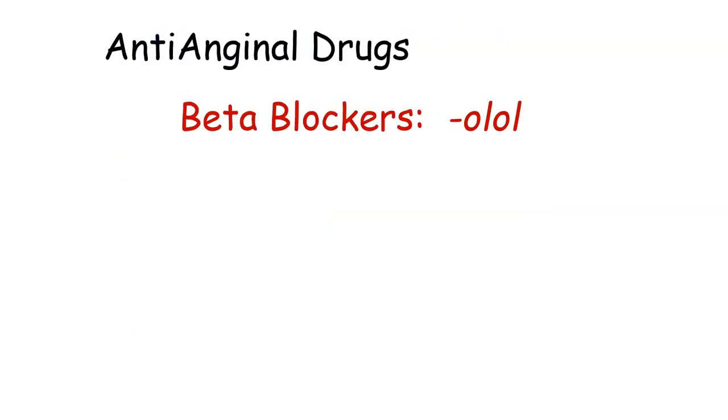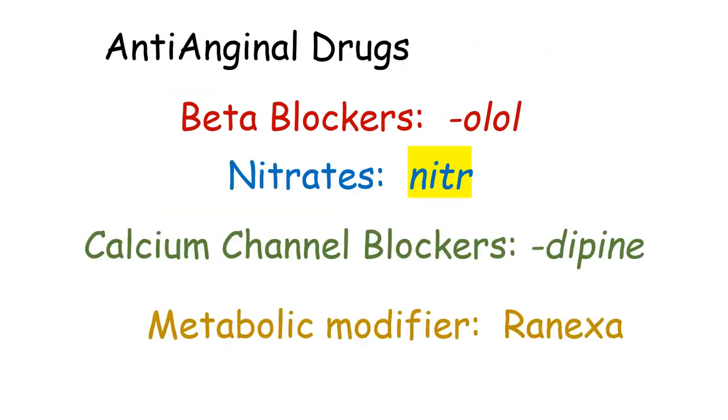So what drugs do we use for angina? We use beta blockers, and you'll notice beta blockers end in OL. So it's kind of like laugh out louder, but beta blockers, OL. We use nitrates. Nitrates, they have NITR, like the word nitrate. Calcium channel blockers. Now we have older ones. There's one called verapamil. There's one called diltiazem. But all the rest of them end in dipine.